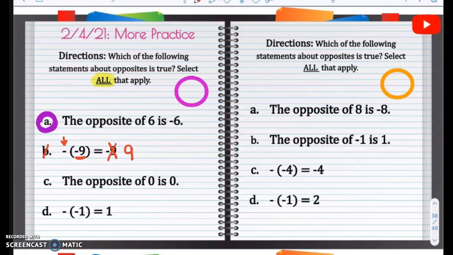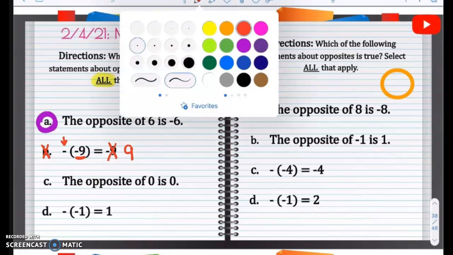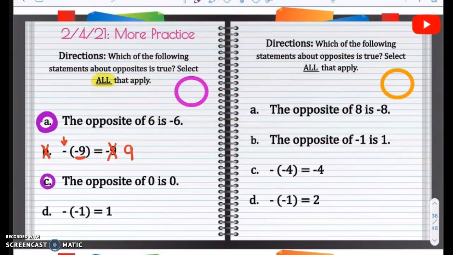So that's not correct. How about the opposite of 0 is 0? Yeah, well, opposite 0 is 0. How about the opposite of -1 is 1? Yeah, the opposite of -1 is 1.